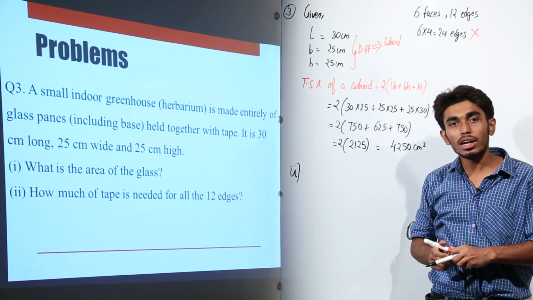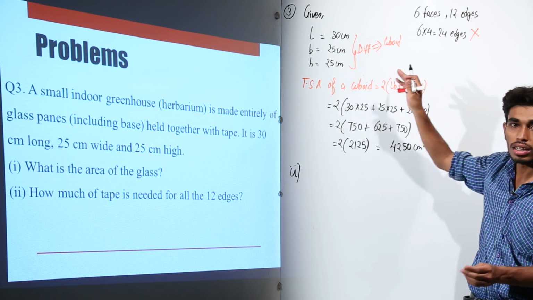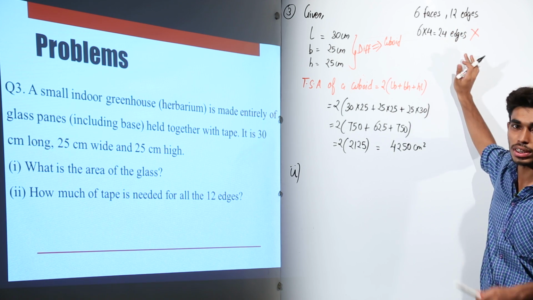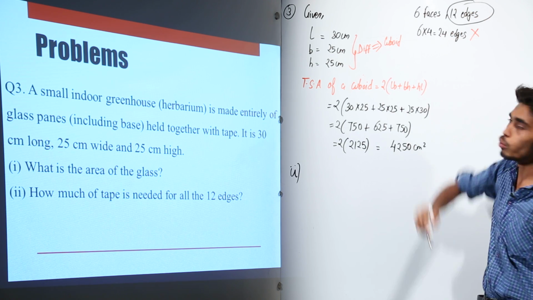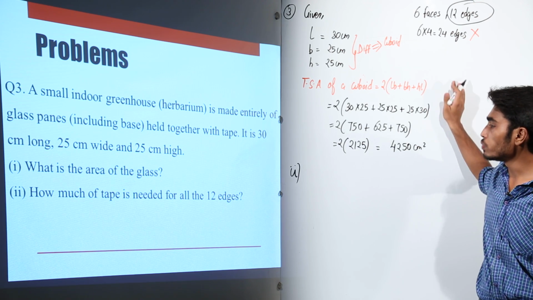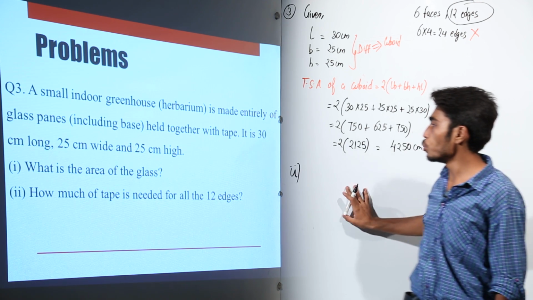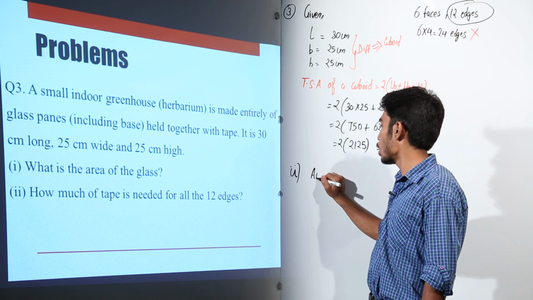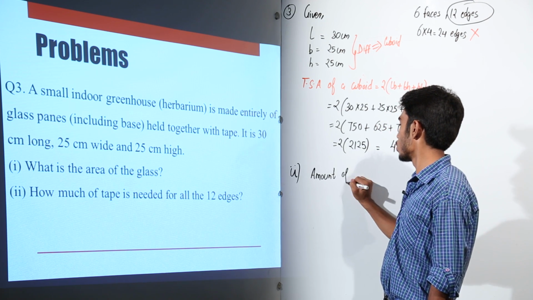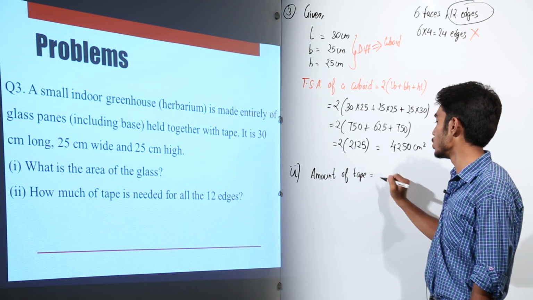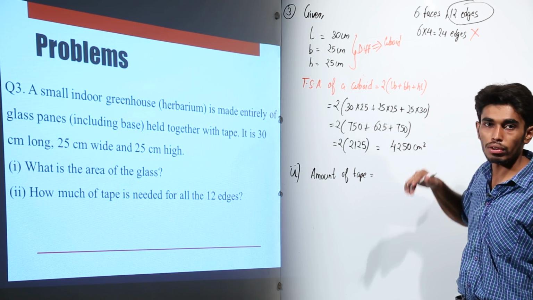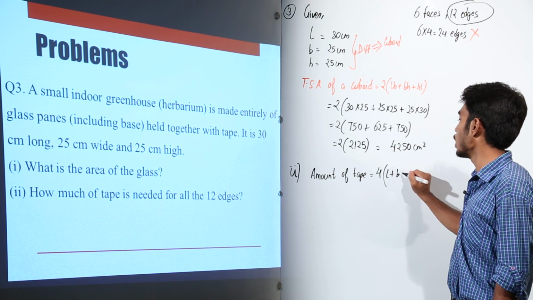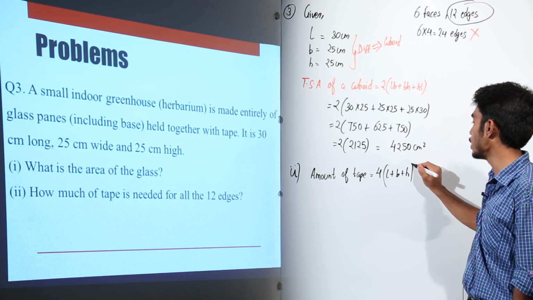If we see a cuboid, we just need to consider the edges that are non-overlapping. Because many edges would overlap each other and there are 12 such edges, so the total number of edges is equal to 12. So what we need to do is calculate the amount of tape. I know the dimensions of length, breadth and height, so the amount of tape is equal to the length of those 12 edges. Or I can say it would be 4 times L plus B plus H.